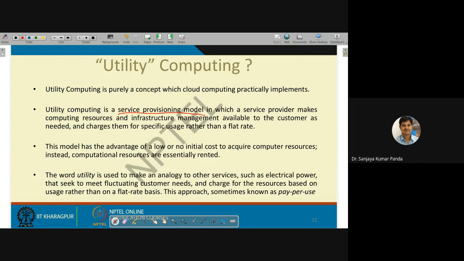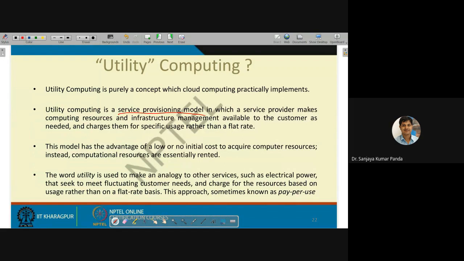So who is maintaining the infrastructure? Infrastructure is maintained by your provider. Who is adding computing resources? Addition of the computing resources is done by your provider. Why is the provider doing this? To provide services to the user. And the user can get these services as and when needed.